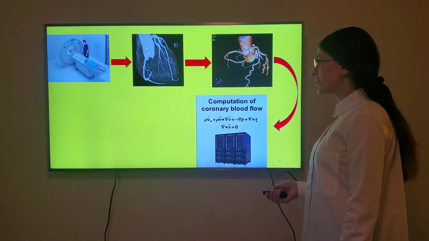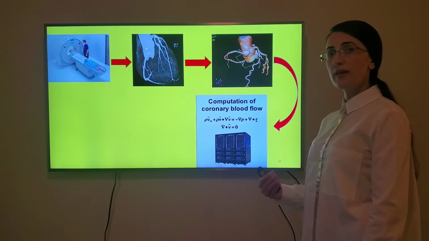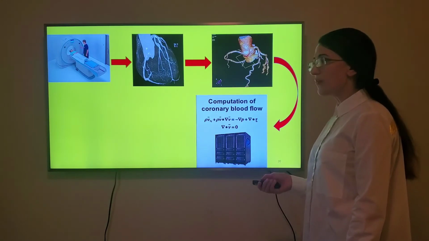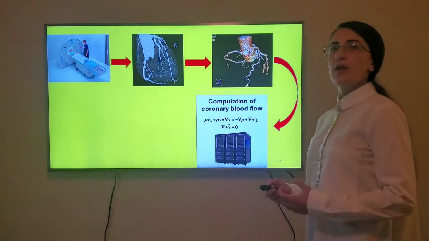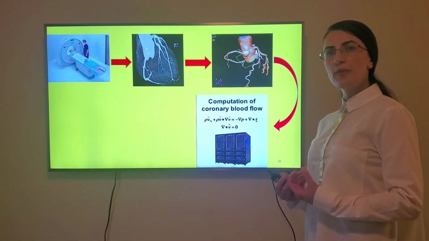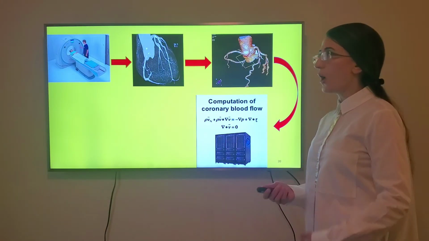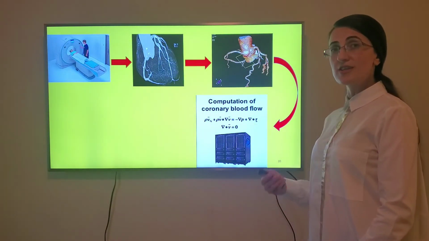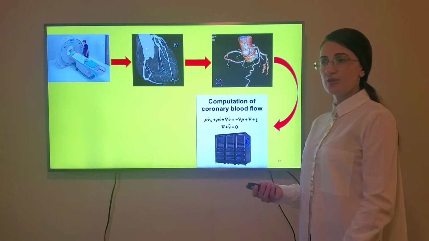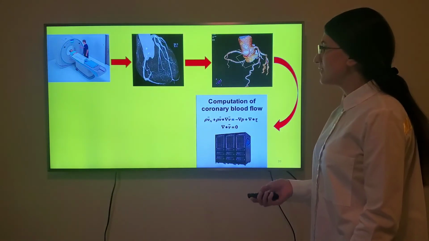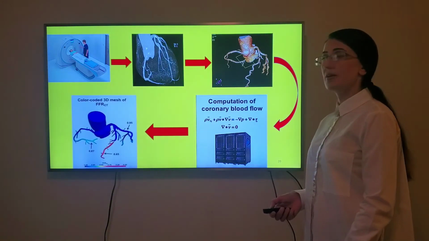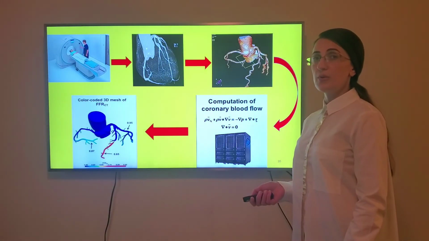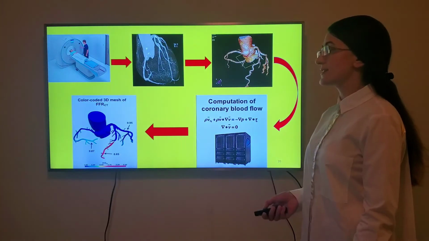Computational fluid dynamics is actually a very complex method. When they add computational fluid dynamics, it gives you information about blood flow, how these obstructions affect the blood flow, and whether this obstruction is lesion specific. Okay, and the result comes in 3D color images. They call it the color-coded 3D mesh image of FFRct.